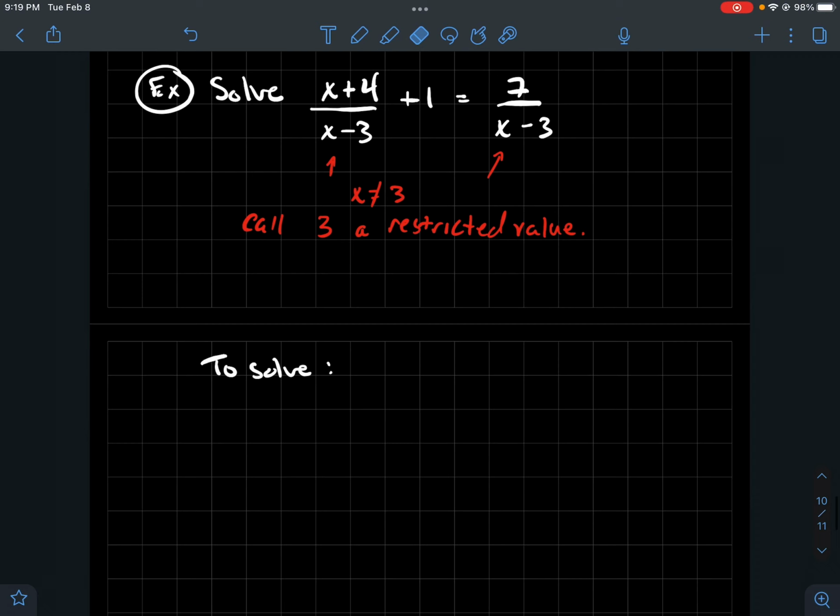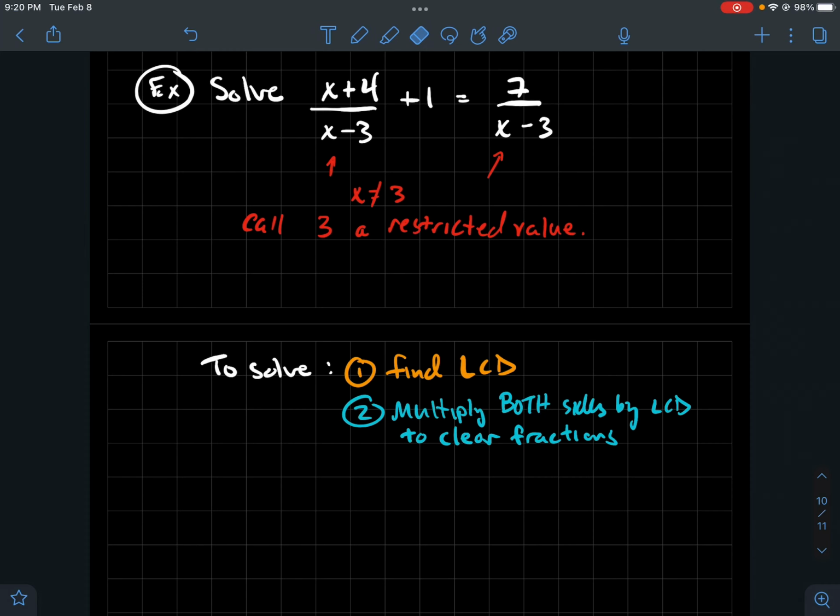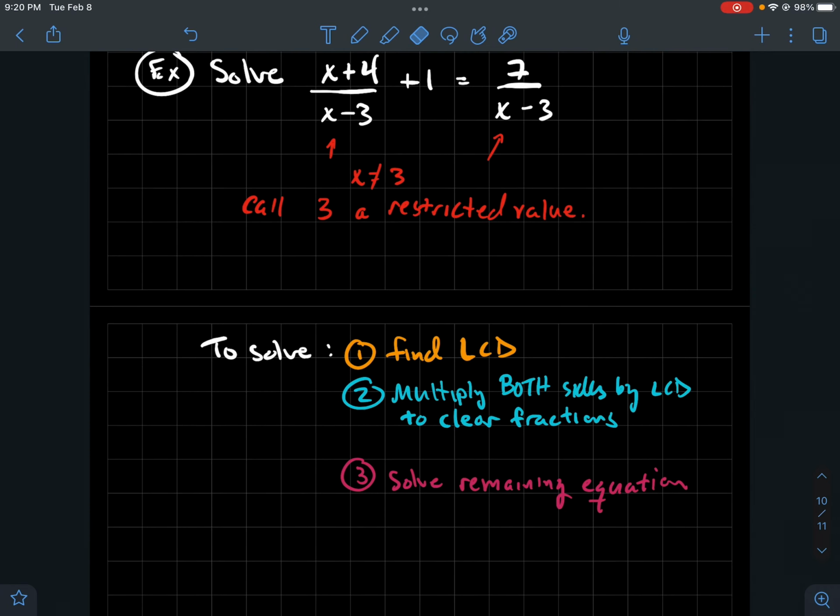So how do you actually go forward, and how do you solve these things? So the first thing you ought to do is find the least common denominator for all the fractions that you see in the problem, or all the fractions on both sides of the equation, to be more technical about it. The second thing you should do is use that LCD. You're going to multiply both sides of the equation, and the point of that is to clear fractions. When the dust settles, you shouldn't have any more fractions.